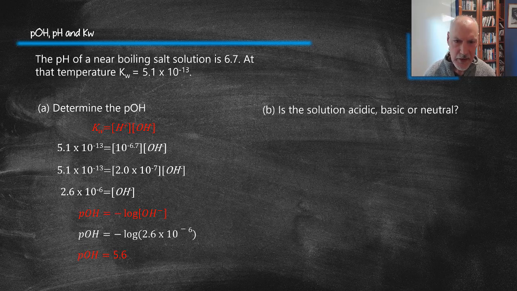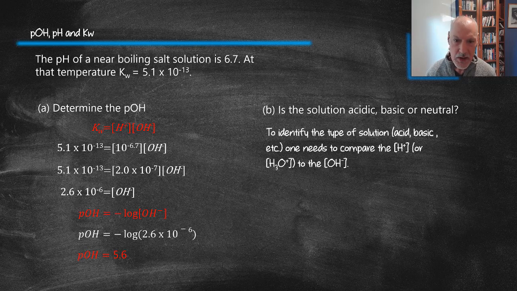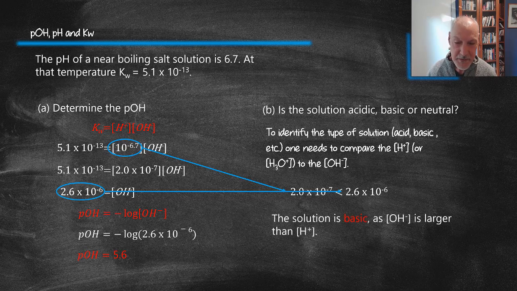Is this solution acidic, basic, or neutral? The deciding factor is what the concentrations are of the hydrogen ion or hydronium ion and the OH concentration. Whichever is the larger allows me to determine what the solution is. In this case, I have the hydrogen ion concentration as 2 times 10 to the minus 7. That comes from this number. And the hydroxide ion concentration we determined as this number. Here I can clearly see that the hydroxide concentration is higher. Hence, this solution is basic.